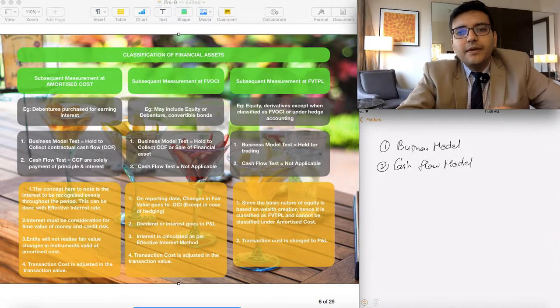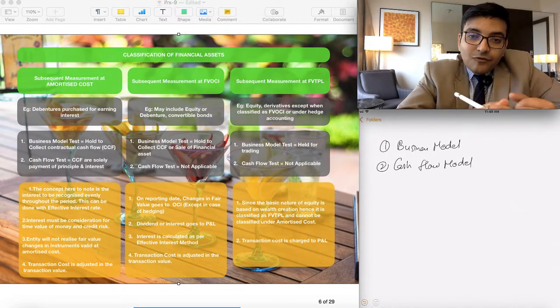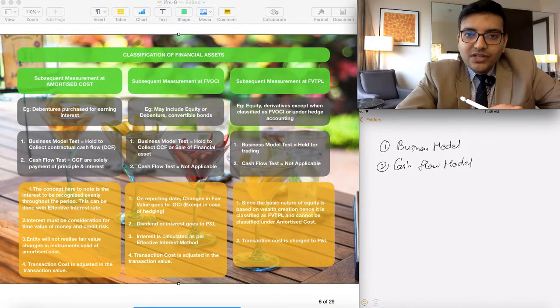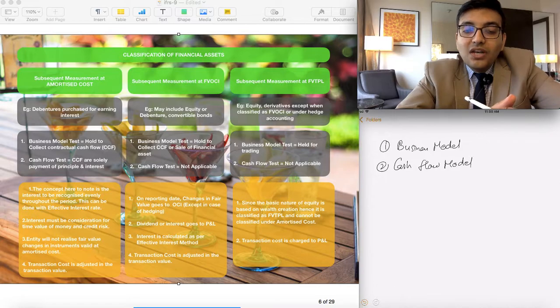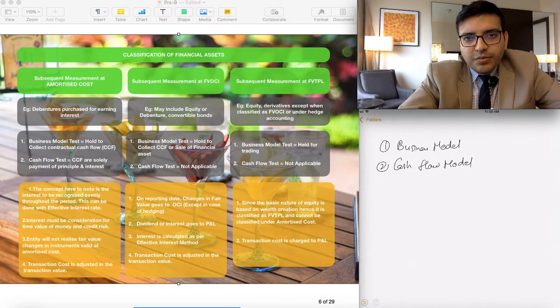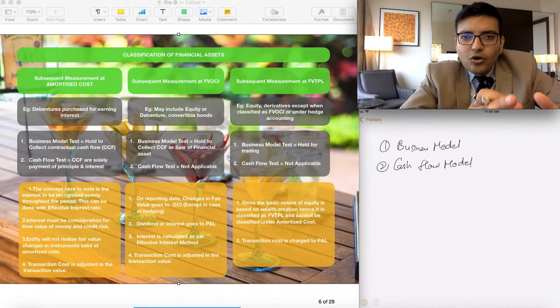They said very simply, if the main business model of the company is to hold the asset and earn from the cash flows of the asset, just like debentures, that if a company is investing in a debenture to earn interest thereon, clearly the business model is to hold the asset. And the cash flow test is solely payment of principal and interest, which means the company solely wants to get back its principal and the interest payments, nothing else. This is the motive of the company.